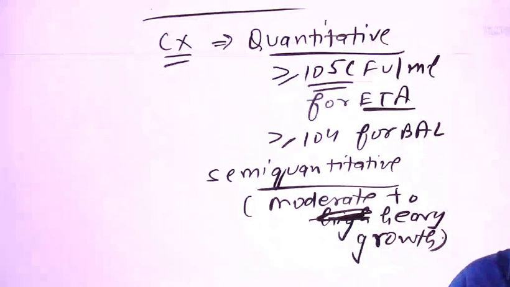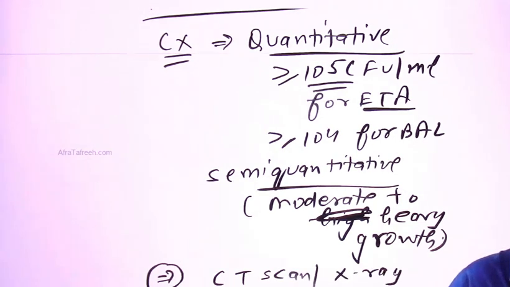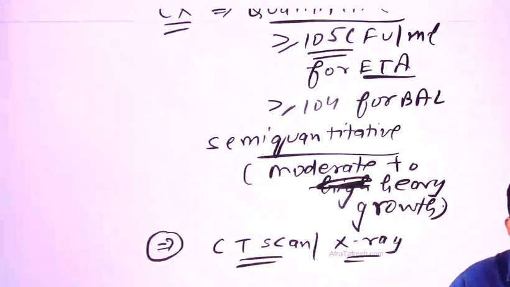Other than that, you can go for radiological investigations like CT scan or the chest X-ray. They can also play a role in diagnosing what? That is the VAP. So these are all the things regarding VAP. I've already discussed the CPIS score fully, and you can see it in the LRTI section.